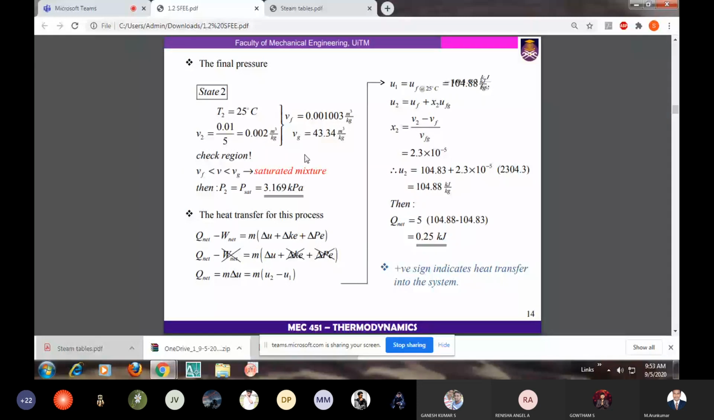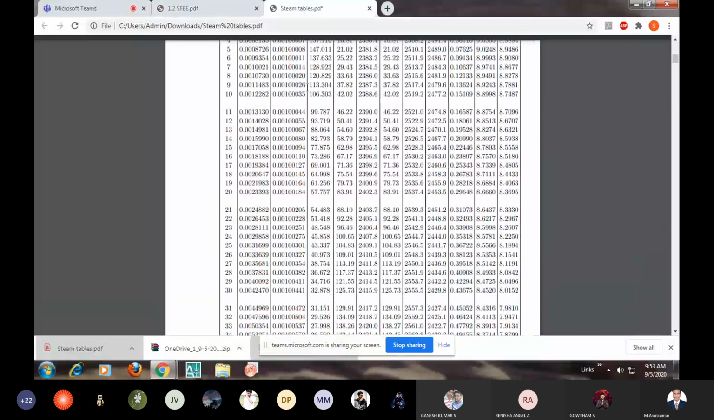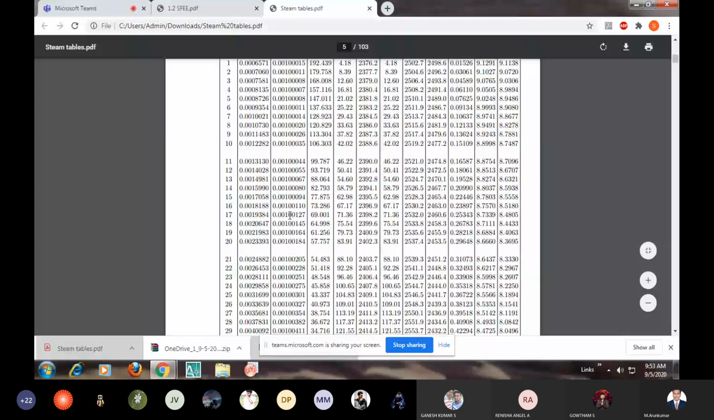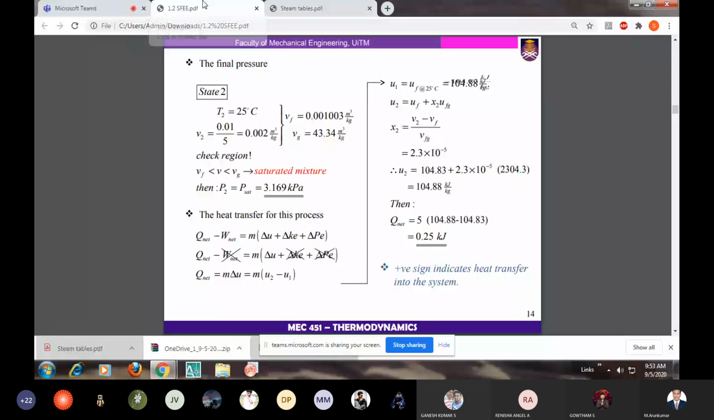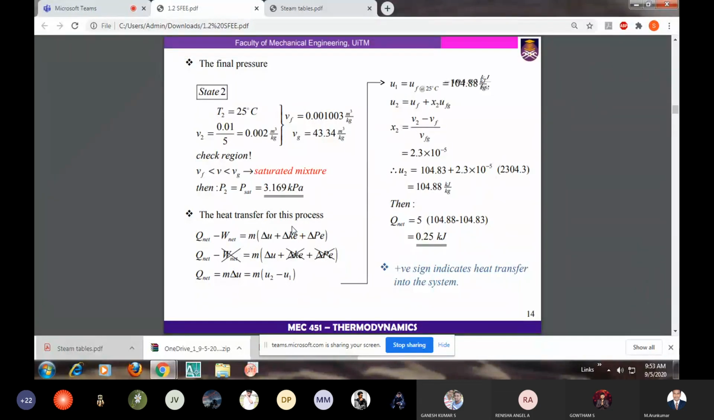Then we can have the values. P2 will be P saturation. So corresponding to this temperature, we can find the P saturation pressure. We can use this one, P saturation. So based on this, we can find the pressure. So the pressure will be 3.169 kilopascal.